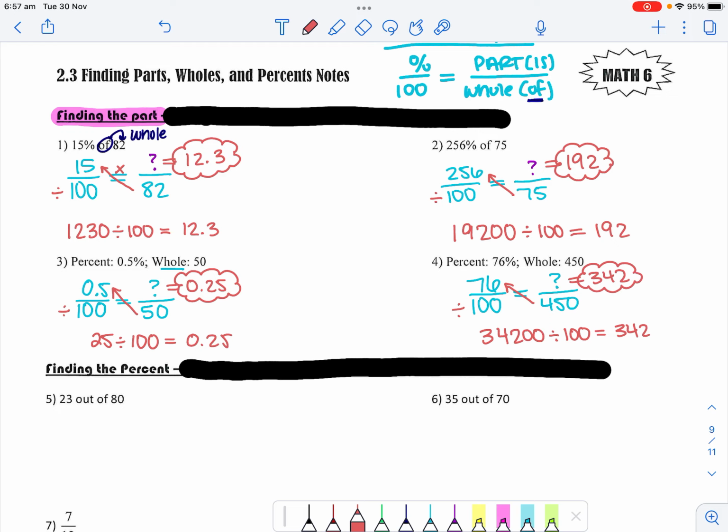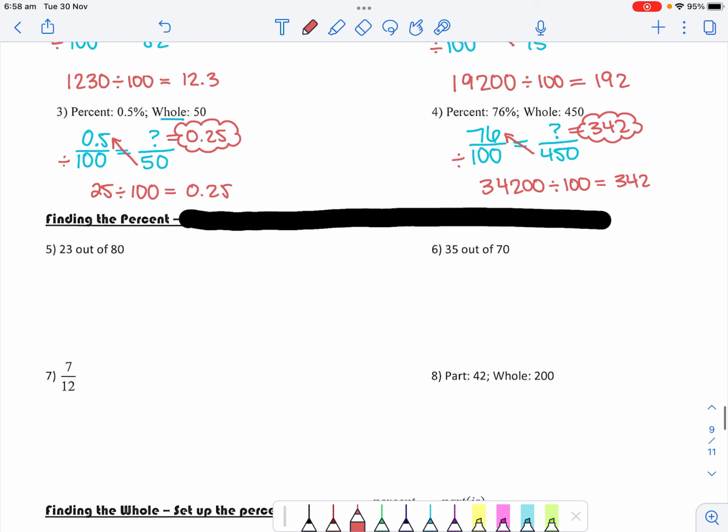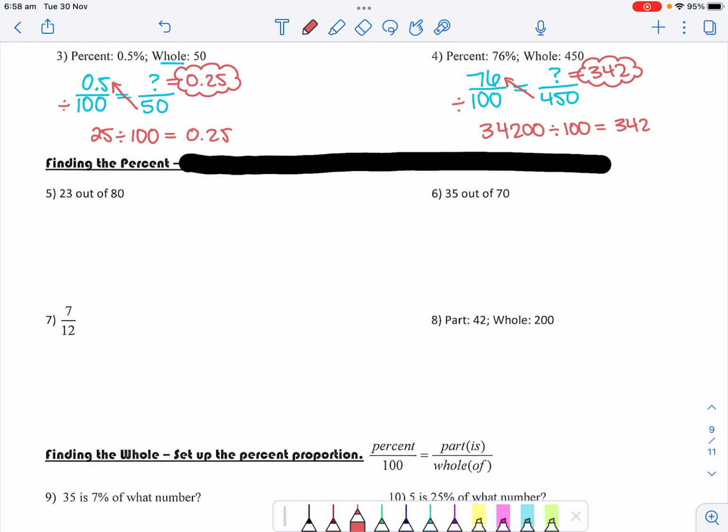Okay, this is finding the part. So given the percent and the whole, what amount of the whole is the part? In my next example, I'm going to be finding the percent. So you'll notice in each of these questions that I do not have a percent sign. So I'm not setting up the percent side of my percent proportion. That's where my question mark is going to be.